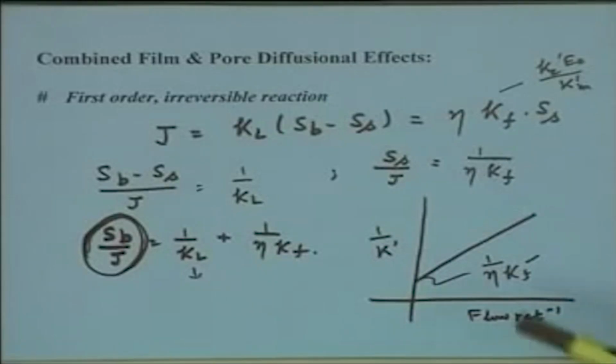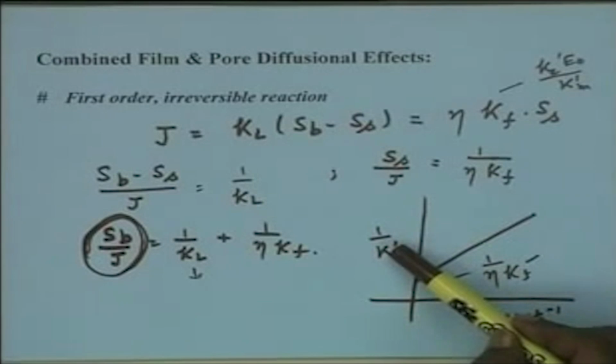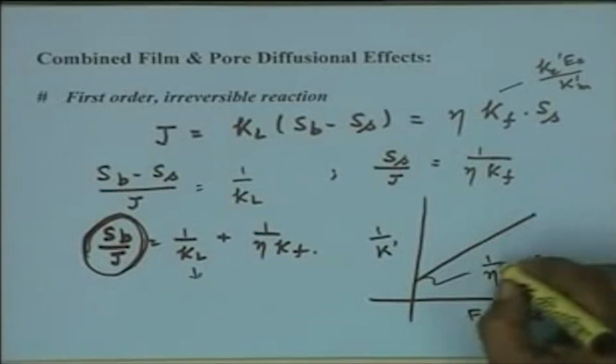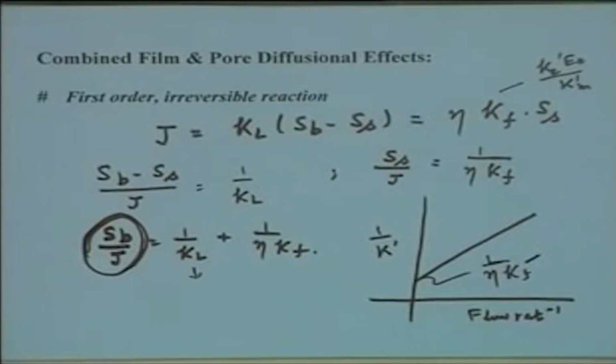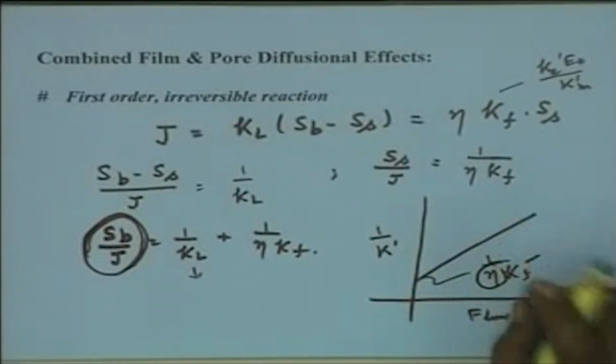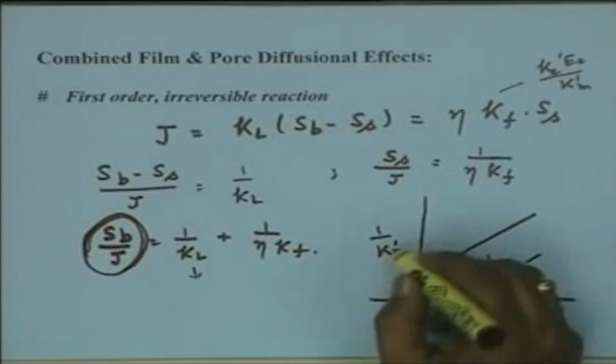And if you carry out the steady state reactor performance as a function of flow rate and determine the overall reaction rate constant based on the reactor performance data, then you can determine by the intercept 1 upon eta Kf. Kf is assumed and is known to you depending on the kinetic parameters of the immobilized enzyme. So, the value of the effectiveness factor can be theoretically calculated.